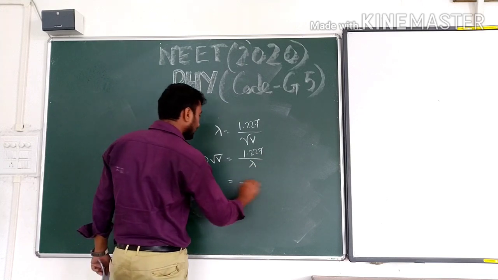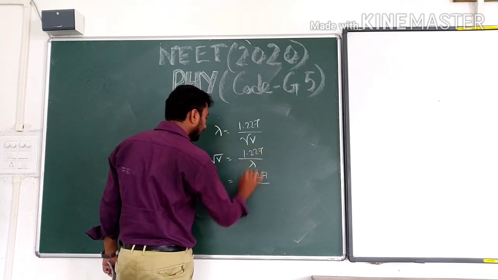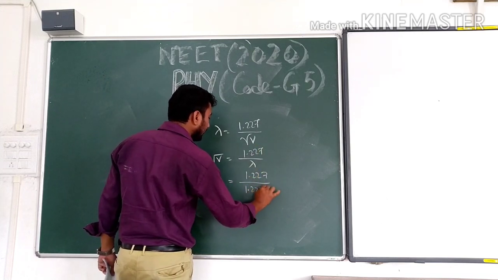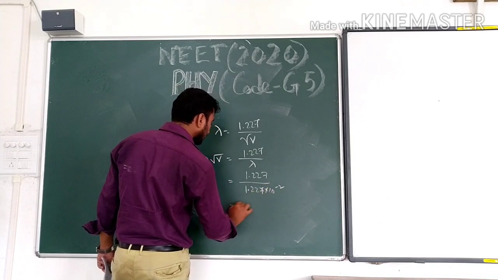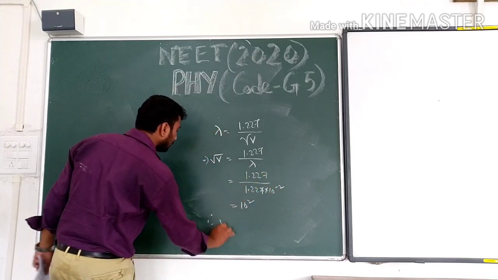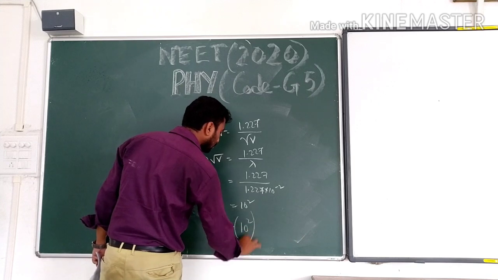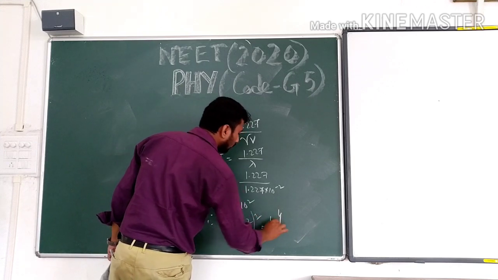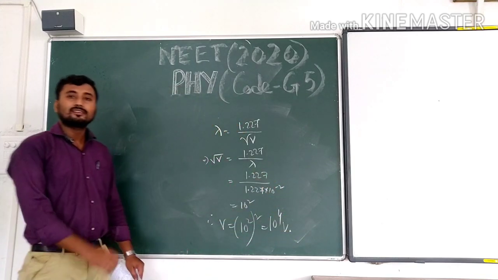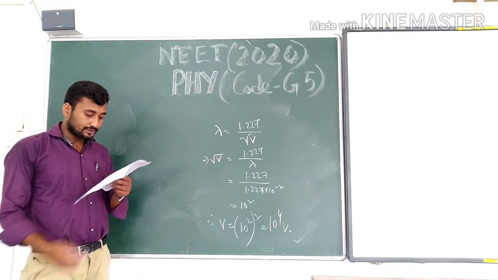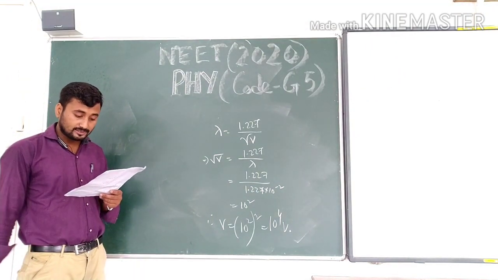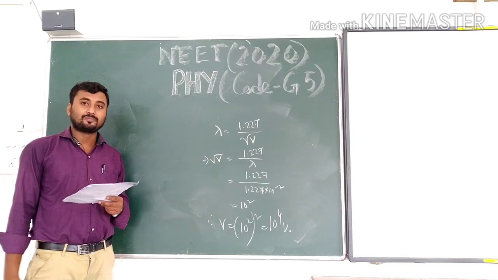So then it will be 1.227. Here lambda will be 1.227 into 10 to the power minus 2. So it will be 10 to the power 2, and squared it will be 10 to the power 4. Right? So which option is correct? Option 3 is correct. Okay.